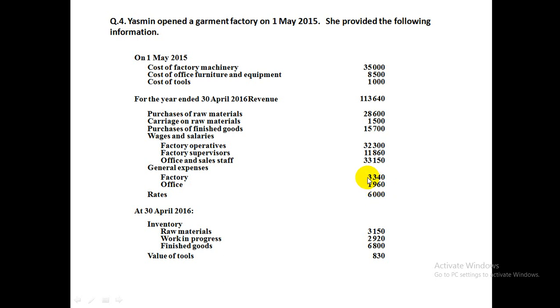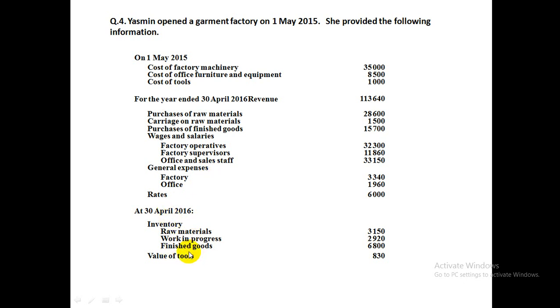Factory expenses will be taken to the FOH in manufacturing account. Office expenses will be taken to the income statement expenses portion. Rates or rents are 6,000. On 30th April, the inventory of raw material, work in progress and finished goods are all these. Because this is the year end, these three are the ending inventories to be used by us. Focus on the words opened a garment factory. It means there will not be any opening inventory of all these three for Miss Yasmin.